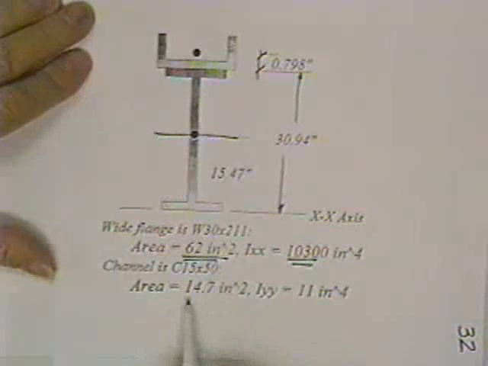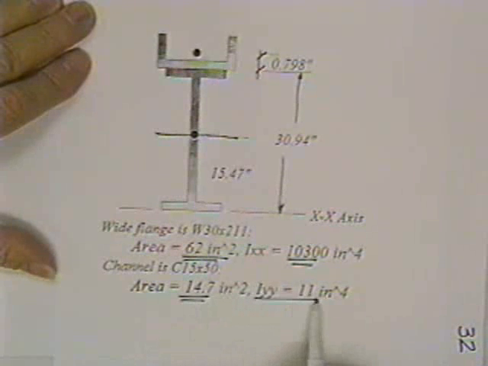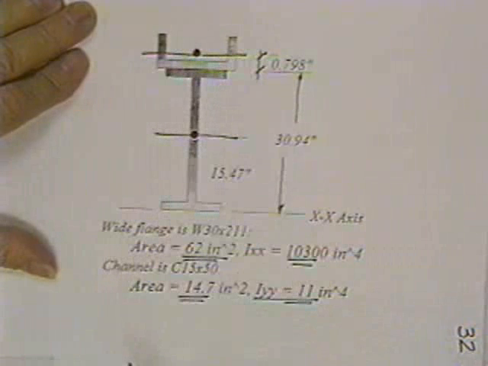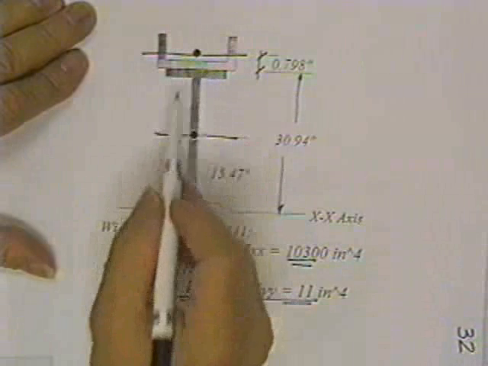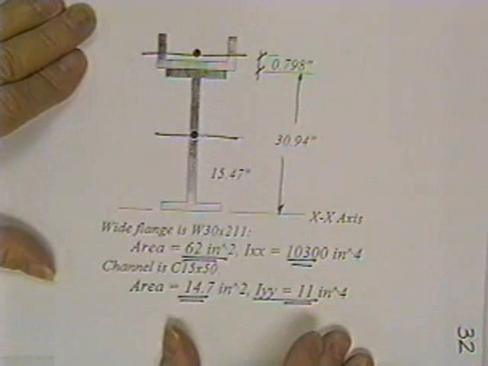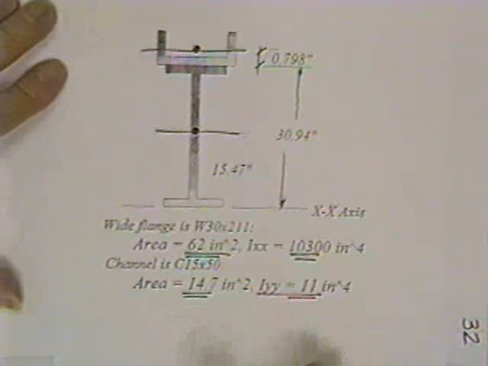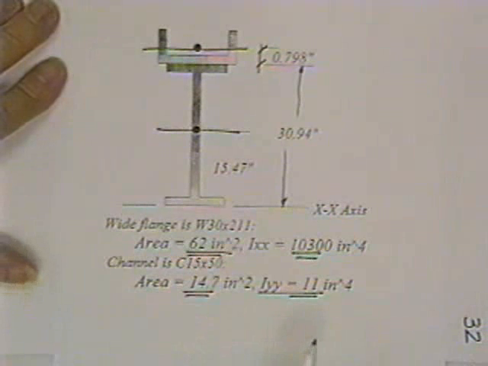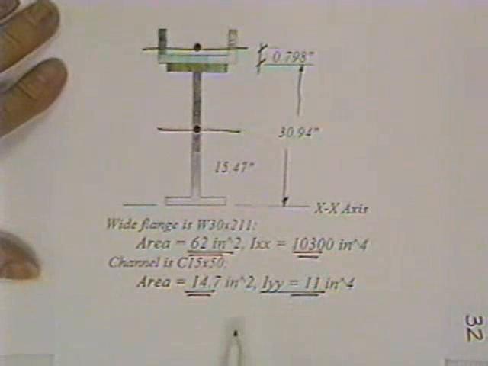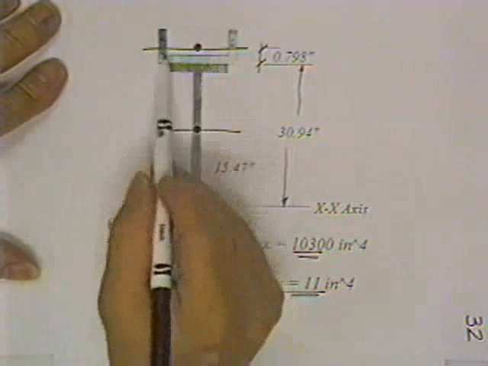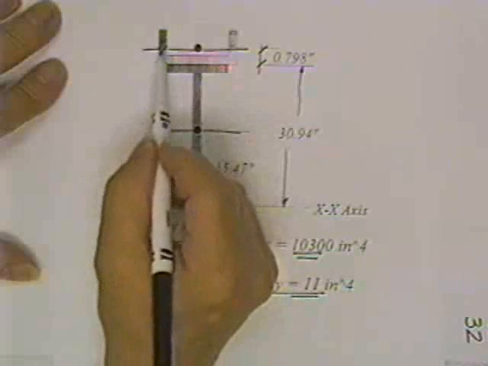The channel is a 15 by 50. It has this much area and this much moment of inertia about its own personal centroid. We intend to weld these two pieces together, locate the centroid, and locate the moment of inertia about that axis. You'd work it exactly like you did any of the rest of them, because now you know what this area is. That's all that's ever required, regardless of how strange it looks.